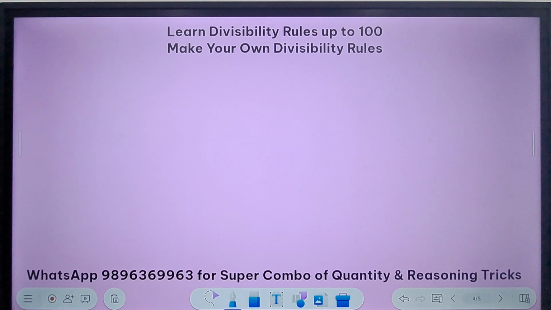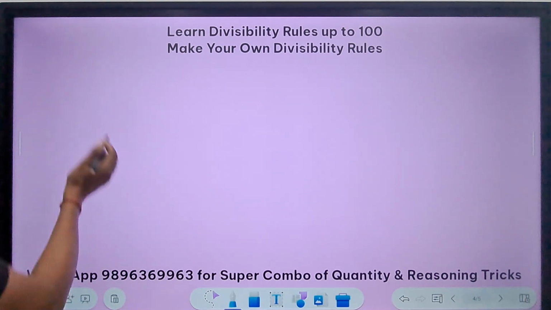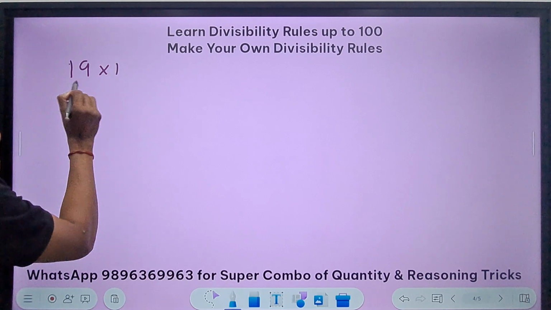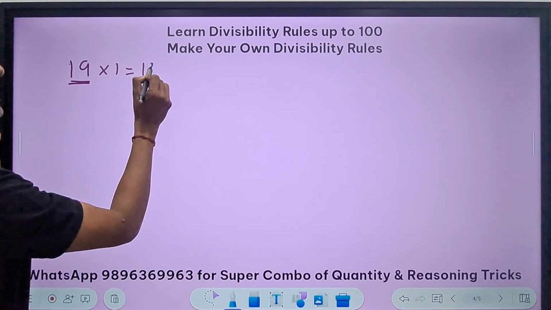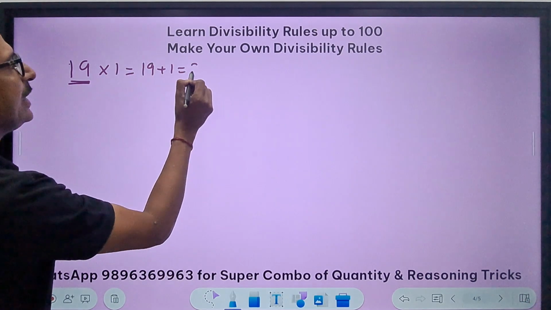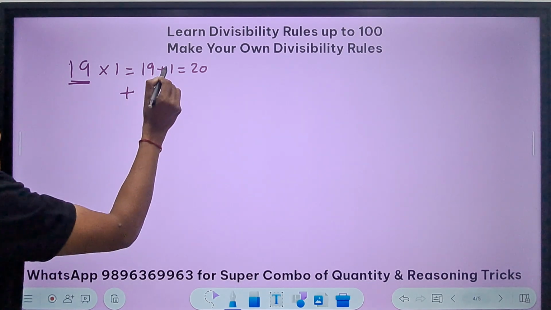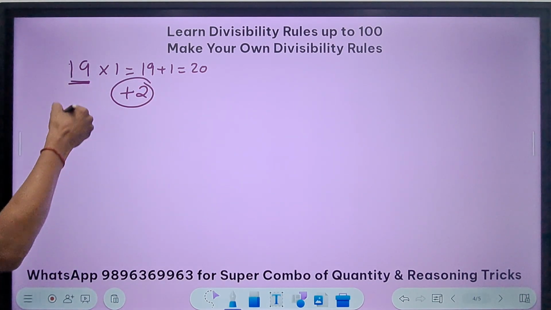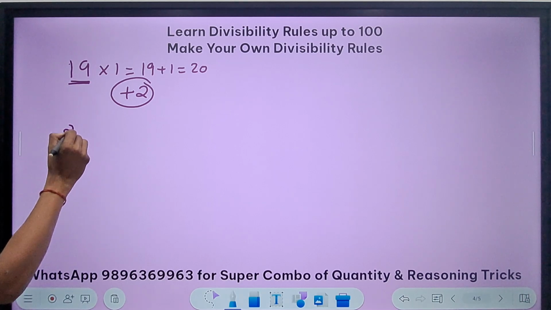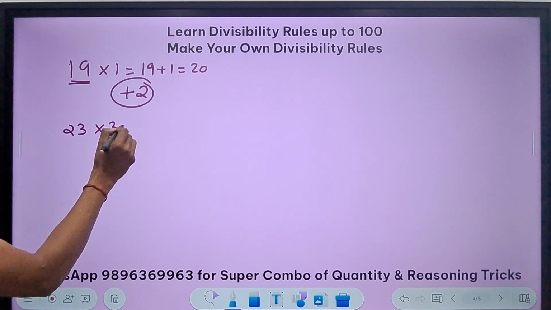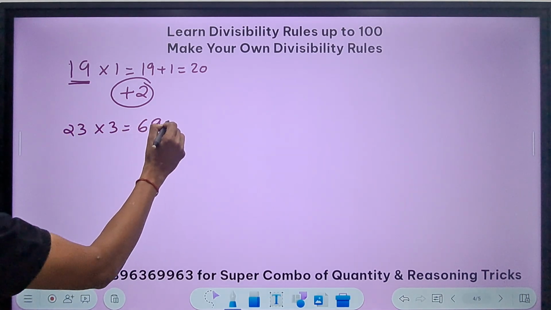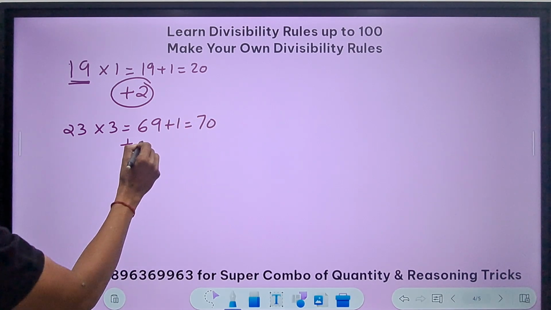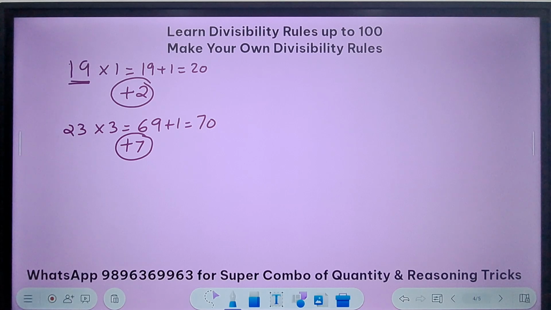So I have told you oscillators up to 17. How about the oscillator of 19? I will do 19 times 1. So for 19 it will be 19 and then plus 1 gives me 20. So the oscillator will be plus 2. This is the oscillator for 19. How about the next prime? 21, 23. For 23 I will do 3 times, 69. Plus 1 gives me 70. So the oscillator is plus 7. That's the oscillator for 23.